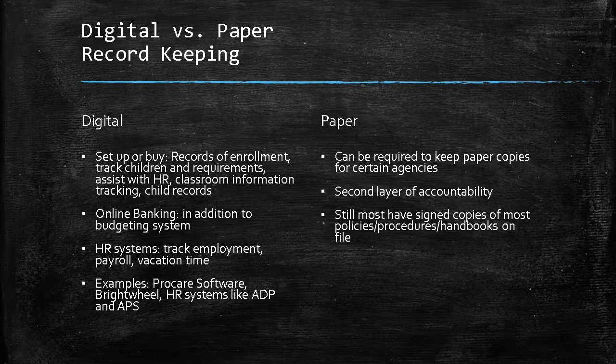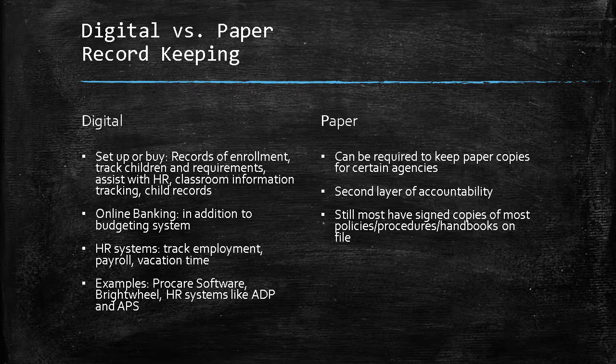So there's a wide variety of online systems that you can buy outright or you can purchase monthly in order to keep on top of this. Online banking, in addition to a budgeting system, can also keep you on track. Credit unions and places where you bank will have information as far as online banking, so you have at a moment's notice how much money you actually have and how much you can spend.